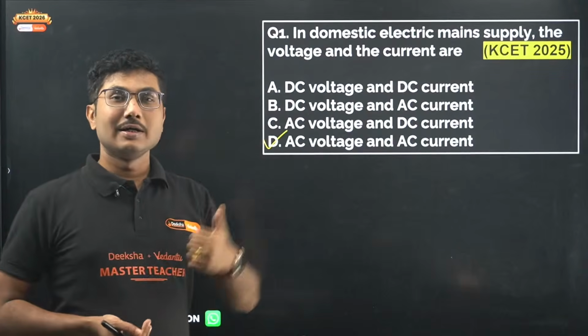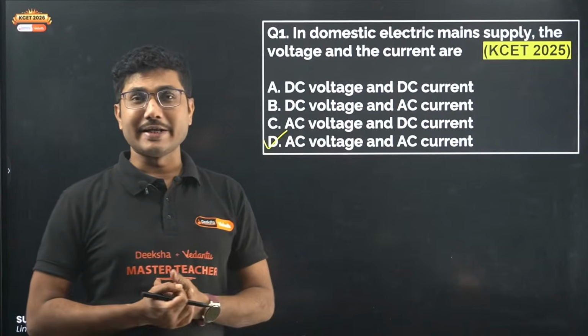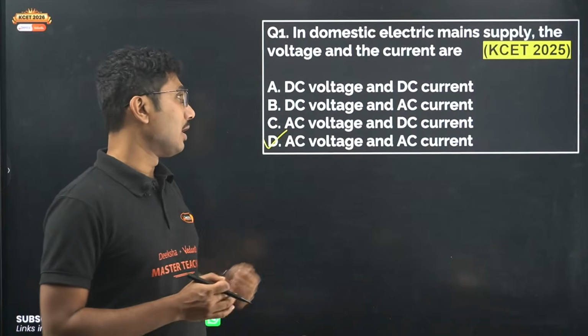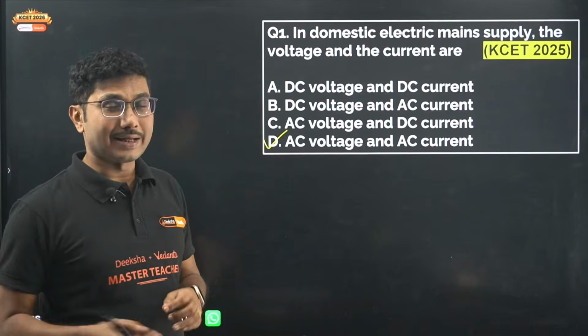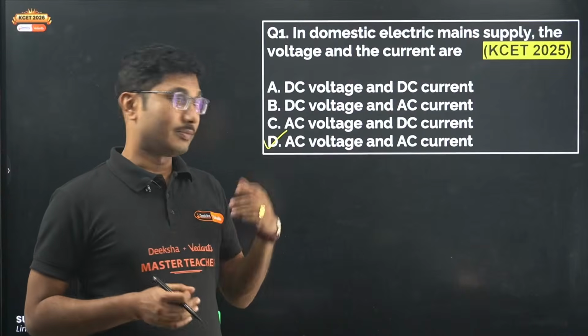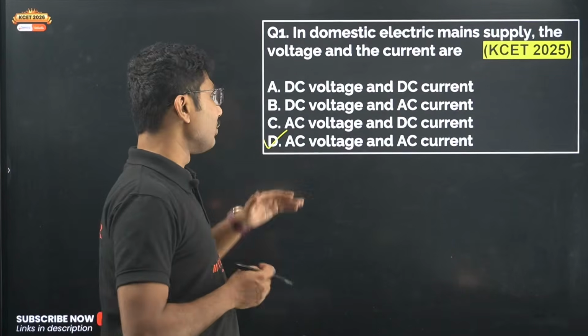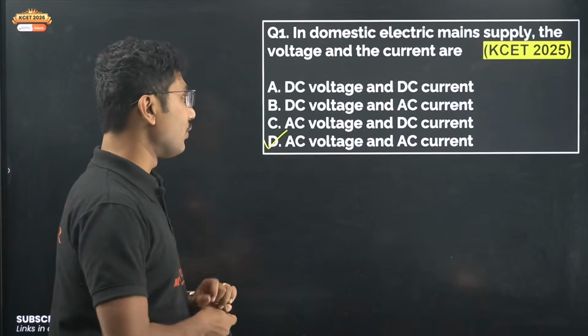There was a time when Tesla and Edison were fighting over who would do AC or DC, which is better. There were some experiments by Tesla, and later it was decided that AC is much superior to DC, and slowly AC took over from DC.